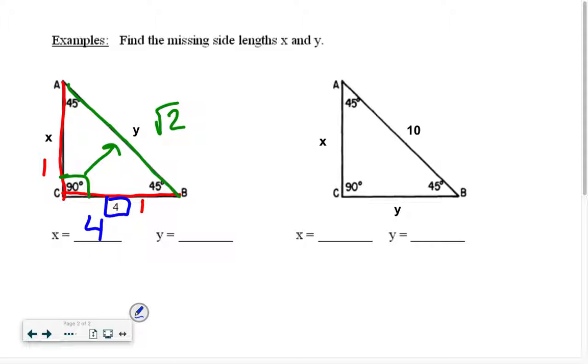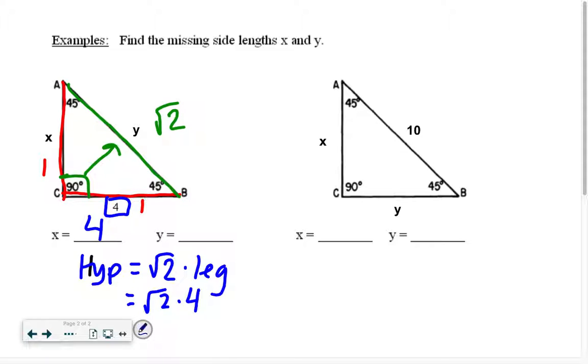To find my hypotenuse, I have the equation hypotenuse equals square root of 2 times my leg. Okay, in this case, what's my leg? 4. So I have the square root of 2 times 4. We are going to leave them in simplest radical form. So this is just 4 square roots of 2.